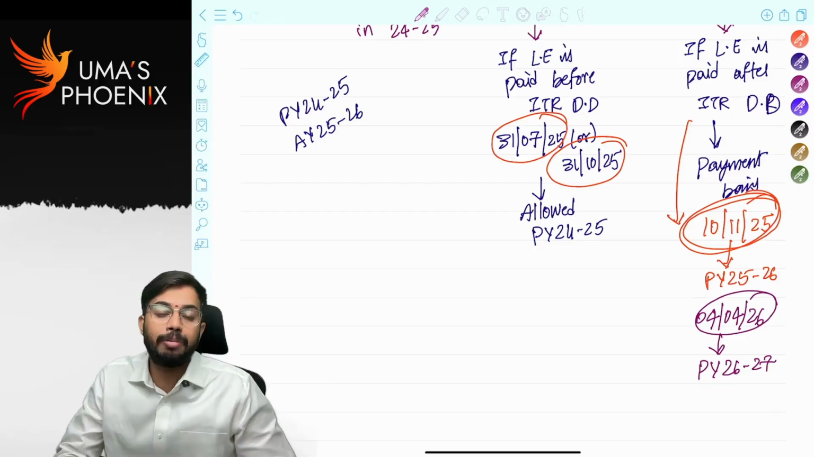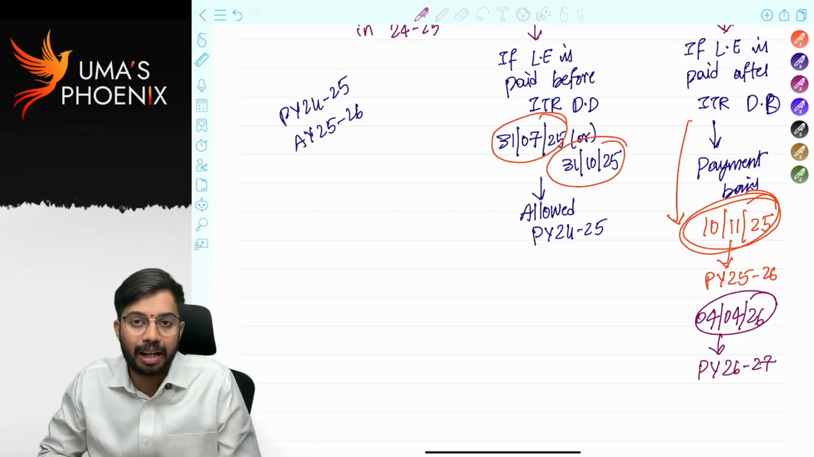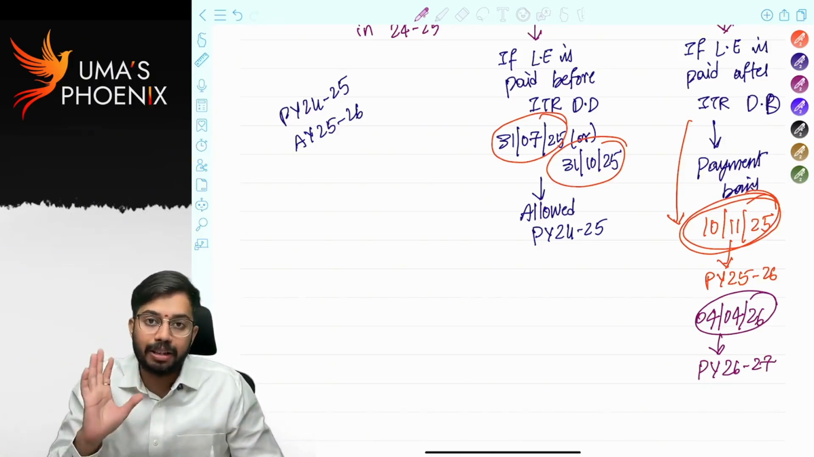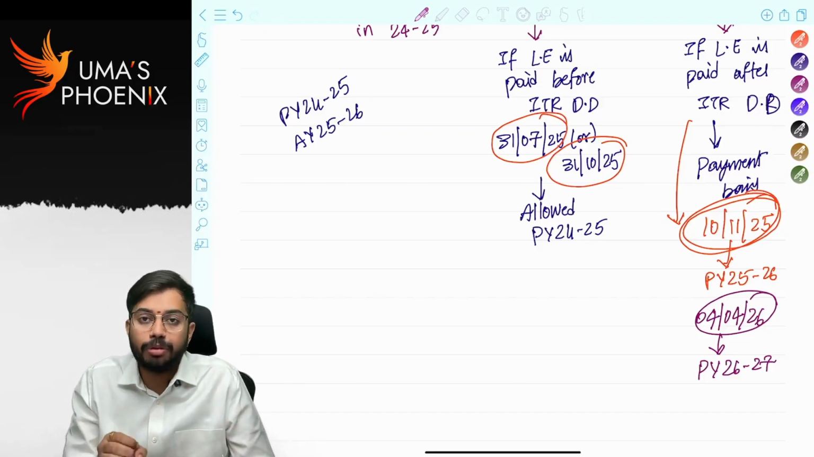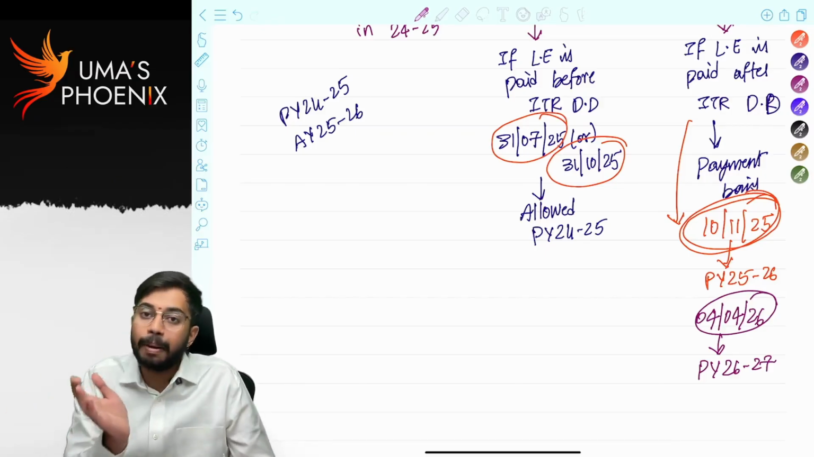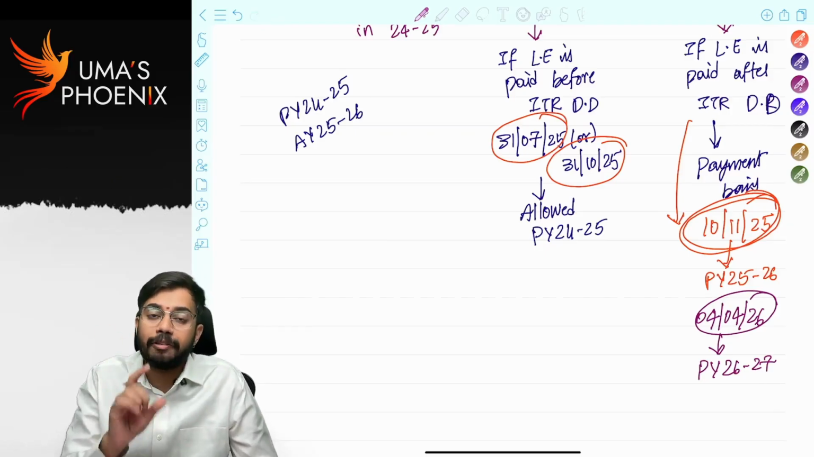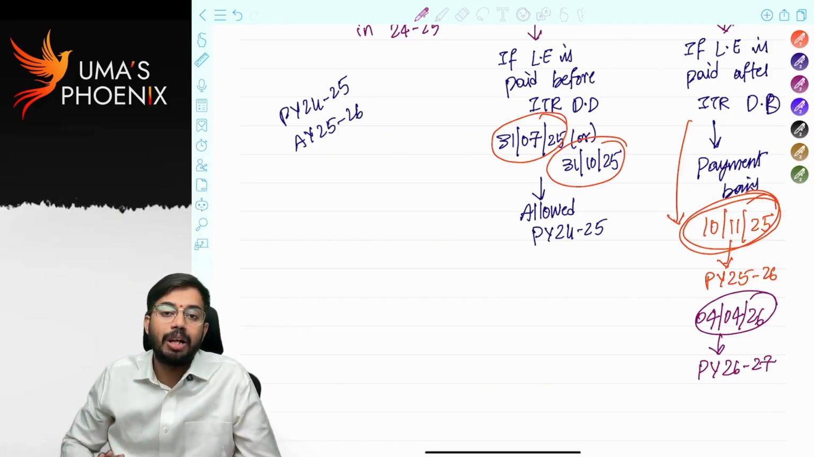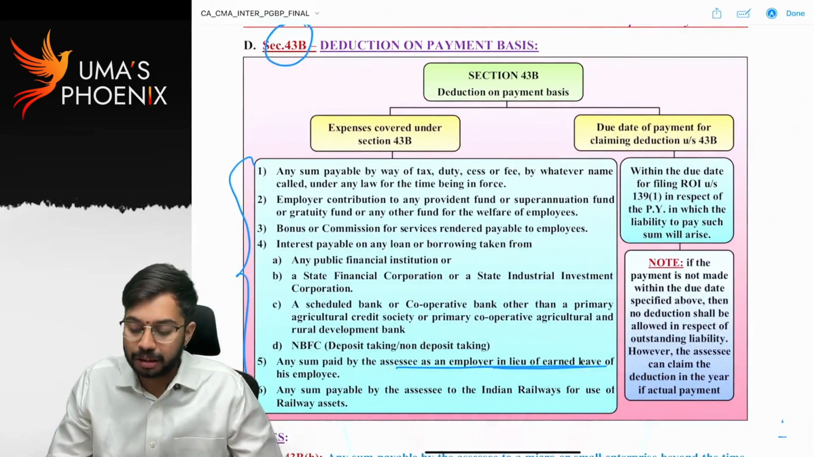Are you able to understand the mechanism? So whatever the 6 payments covered under 43B are there, if they are paid in current previous year, allowed as deduction in current previous year. If they are paid in next year, assessment year, then you have to check whether they are paid before ITR due date or after ITR due date. If paid before ITR due date, allowed as deduction in current previous year only. If paid in assessment year after ITR due date, then allowed as deduction on payment basis. Is it clear? Now, let us see what those 6 payments are.